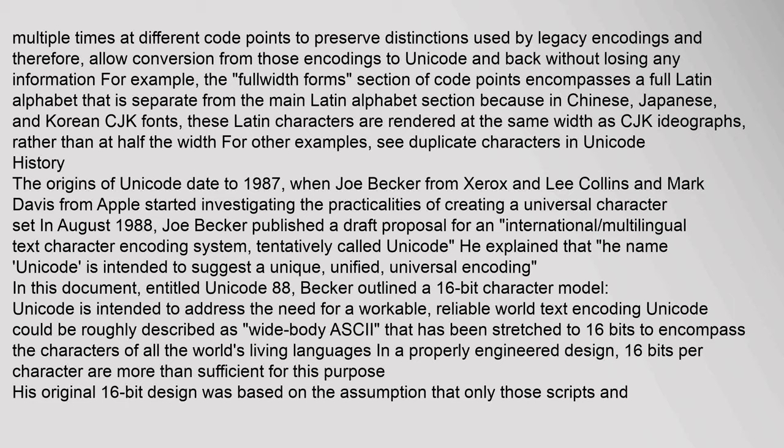For example, the full-width forms section of code points encompasses a full Latin alphabet that is separate from the main Latin alphabet section, because in Chinese, Japanese, and Korean (CJK) fonts, these Latin characters are rendered at the same width as CJK ideographs, rather than at half the width. For other examples, see duplicate characters in Unicode.